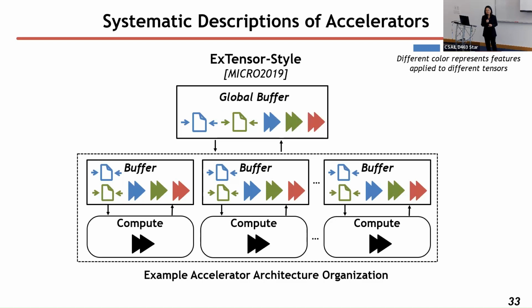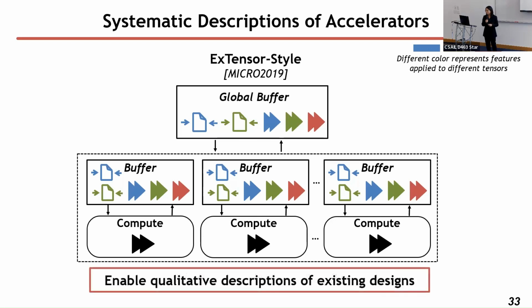Another example would be the ExTensor architecture, which focuses on accelerating the sparser workloads, and specifically it performs hierarchical skipping in its architecture. So as you can see, for both memory levels, we're introducing skipping for all of the operands. This gives it the ability to deliver very high speedup if the workload is very sparse. So at a high level, we are able to enable a clear qualitative description of existing designs by using the SAFs and assigning them to different levels in the architecture.